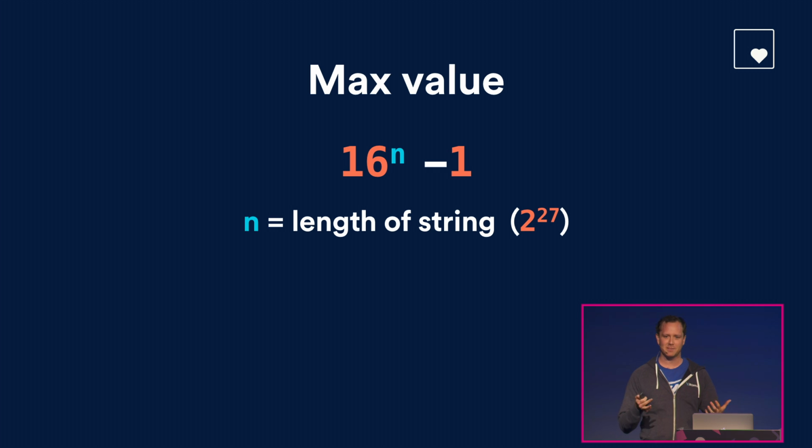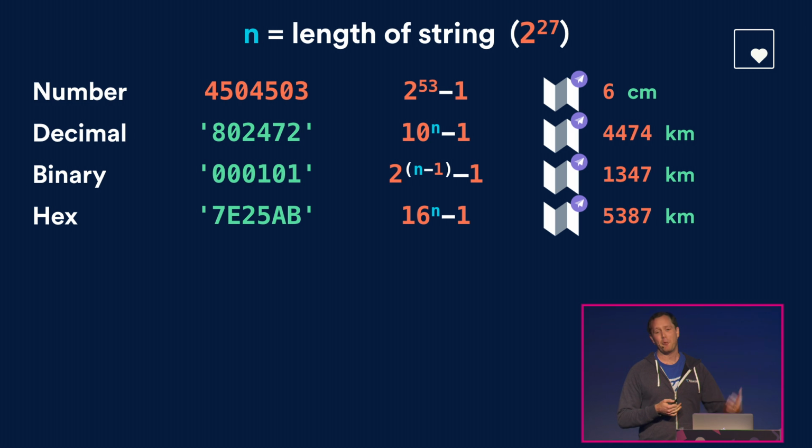And so now we have this new max value of 16 to the n minus 1, which is bigger than what we had in decimal. But it's probably going to have a bad subtraction story. But we're moving in the direction of trying to chase bigger and bigger numbers. So this one's now 5,387 kilometers worth of paper.